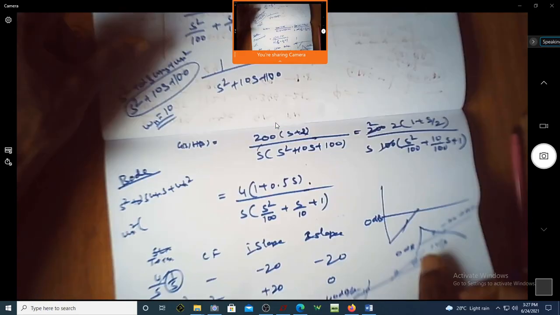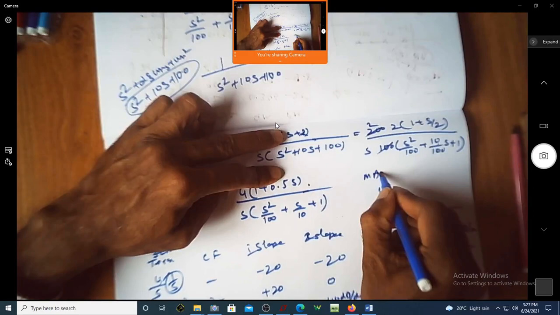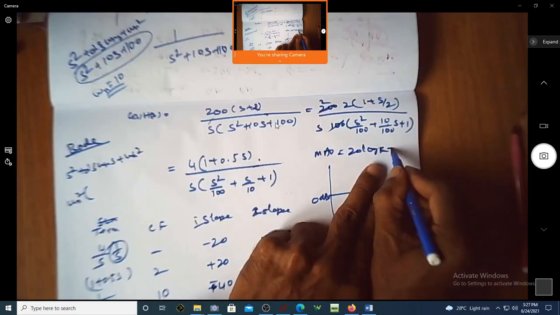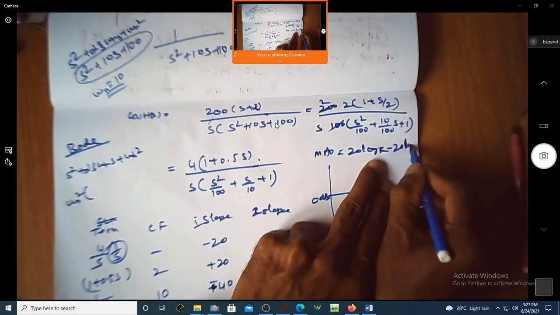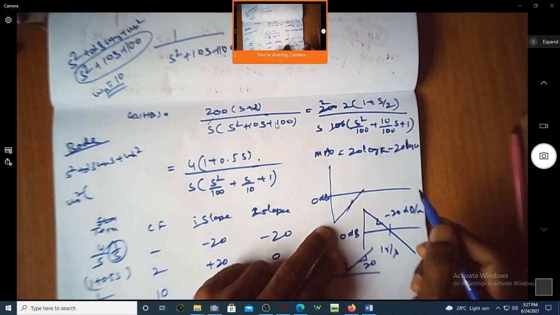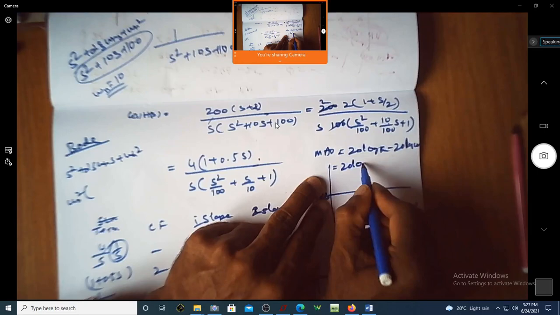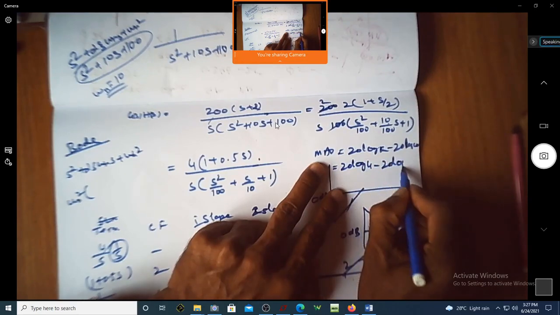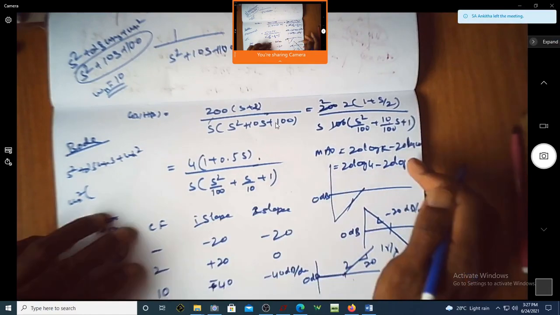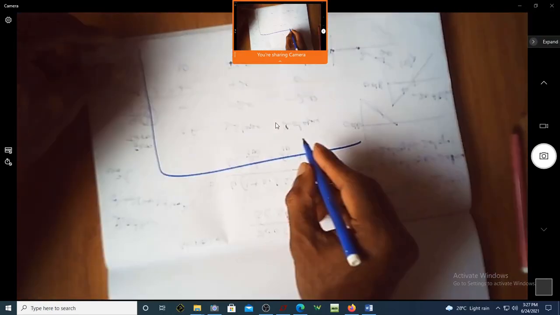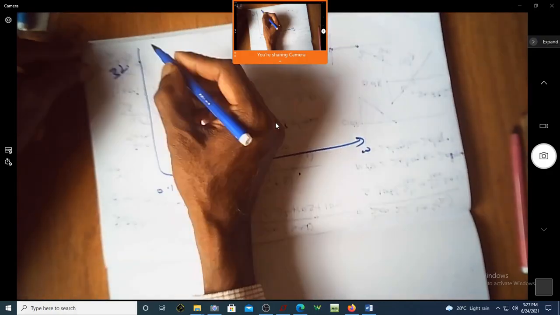So what is the magnitude at the origin? Is it not 20 log K minus 20 log omega, which is 0.1? Yes, sir. So is it not 20 log 4 minus 20 log 0.1? Suppose you are taking the origin frequency as 0.1 radian per second. Yes, sir, 32.04. So suppose I write this as omega, this is 0.1. It starts from 32.04.